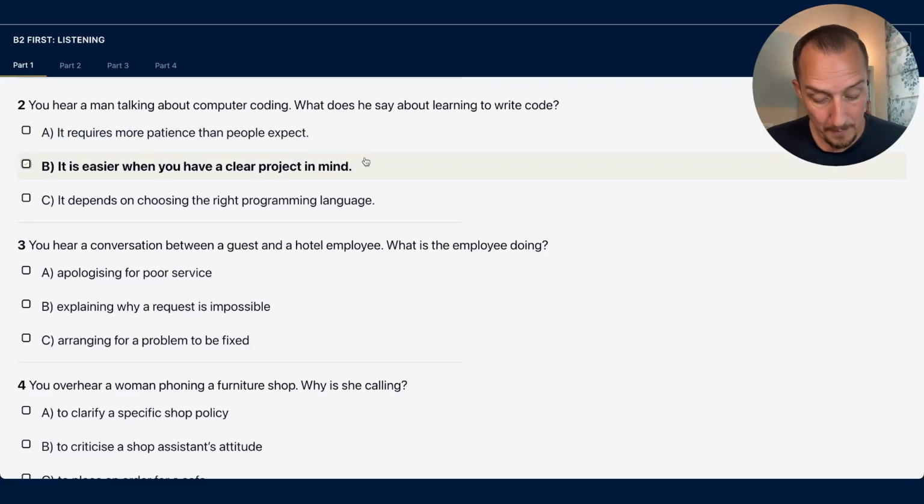What he does say for B that gives us the answer here is that it's better when you build something specific, and it makes things like the tutorials make more sense because he had a reason for doing it. So having this clear idea and this clear project, in this case an app, in mind. So B is the correct answer. It's easier when you have a clear project in mind.